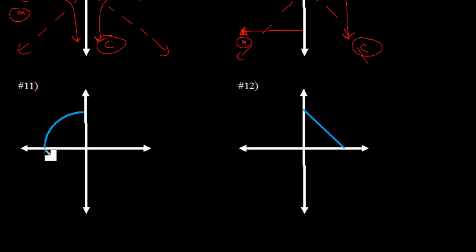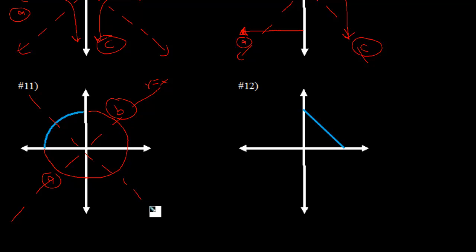Number 11, over the x-axis is going to be like so. Over the y-axis, it'll be like so. Over the line y equals x would be down here. You have a circle at this point. And then the line y equals negative x, this blue curve is reflected on itself. Once again, the gray part would move up to where the white part is, and the white part would move over to where the gray part is.